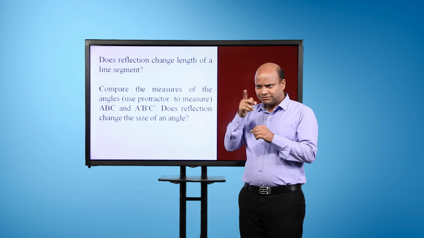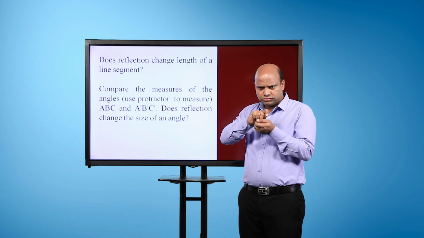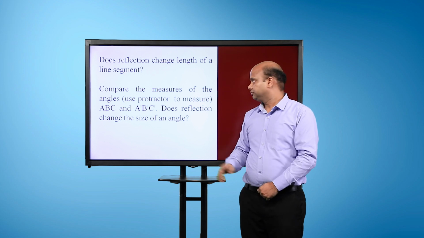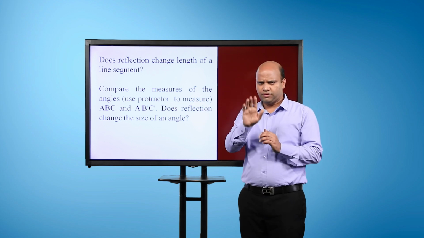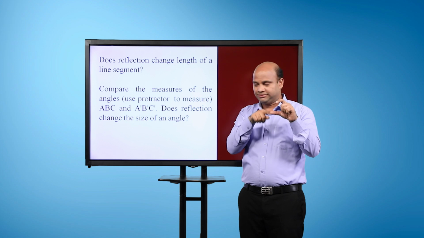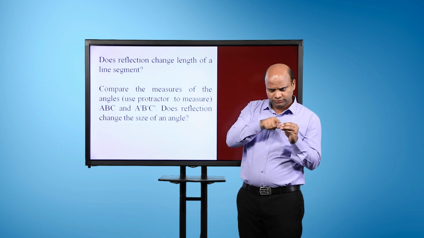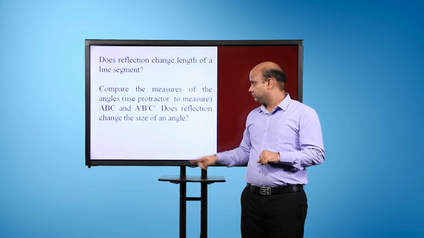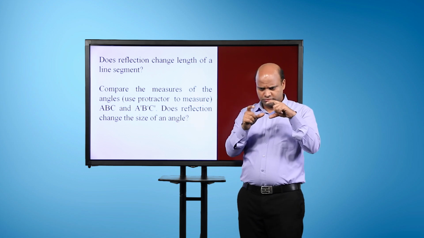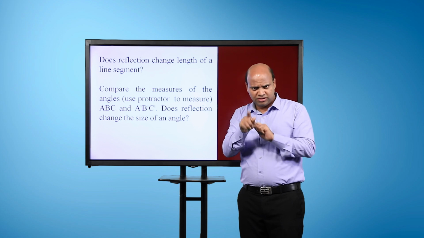Does reflection change the length of a line segment? Compare the measures of the angles. Use a protractor to measure ABC and A'B'C'. Does reflection change the size of an angle?